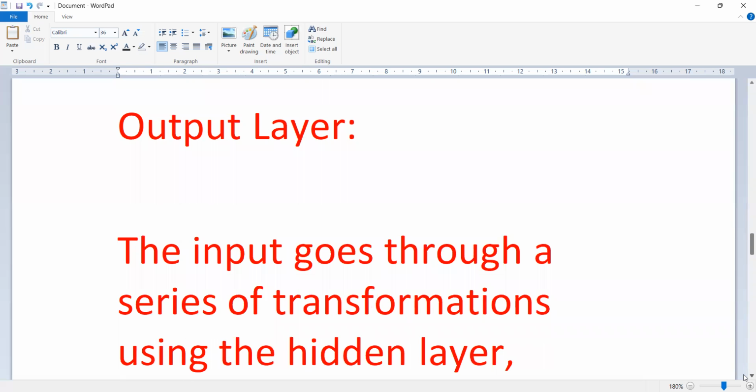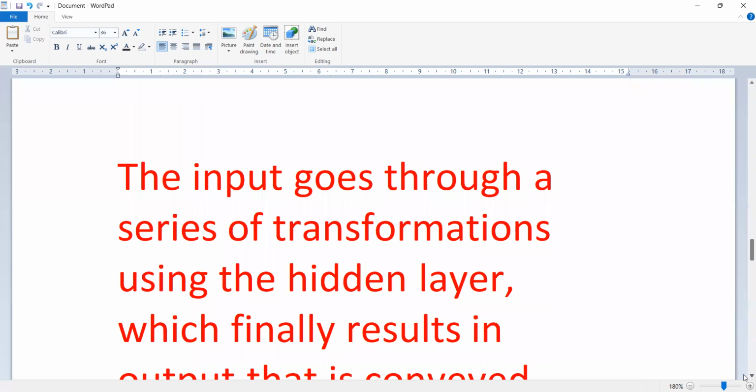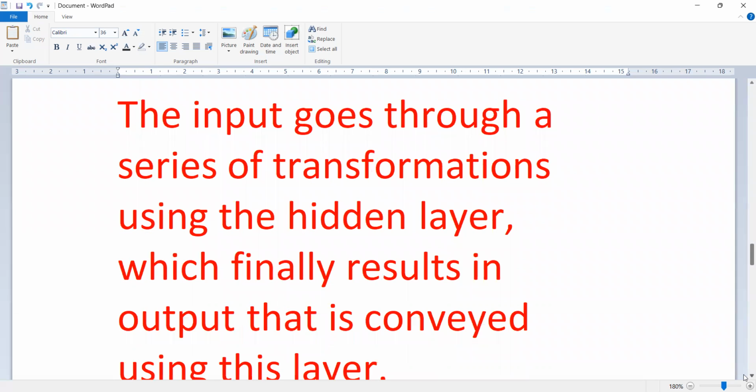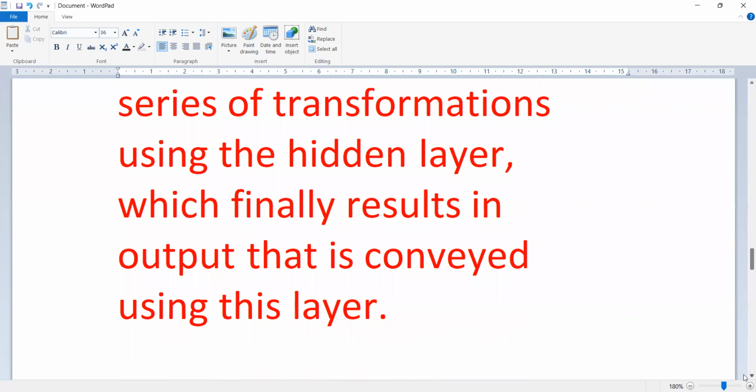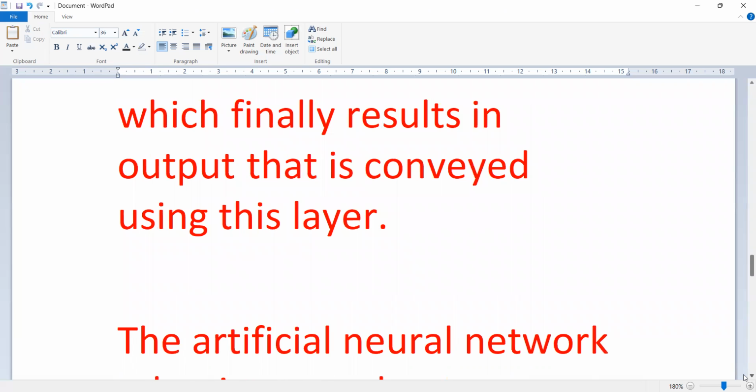Output layer. The input goes through a series of transformations using the hidden layer, which finally results in the output that is conveyed using this layer.